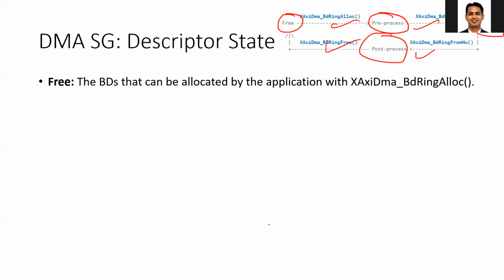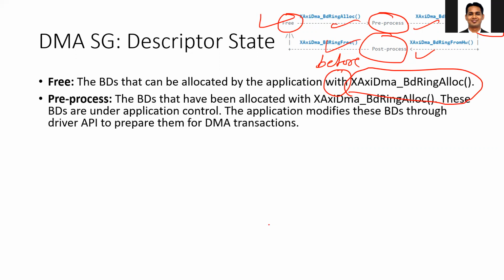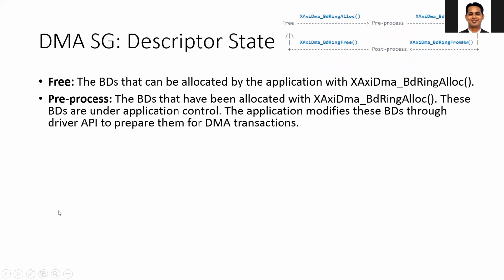The free descriptors are the ones that can be allocated by the application using the AXI DMA driver. When you create the BDs, they are in the free state, and these free BDs can be used by the BD ring allocate function to allocate them to the particular DMA. After allocation, they will go to the pre-process state. The BDs allocated with this BD ring allocate function are in the pre-process state, which is under application control. The application modifies these BDs to include the pointer to the next BD, the buffer address, buffer length, and so on, and then prepares them for the DMA transaction.